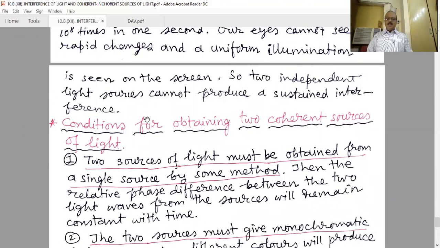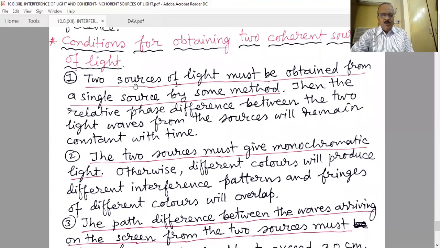Then how can we get the interference pattern? How can we make two coherent sources? Now, what are the conditions to obtain two coherent sources? Number one, two sources of light must be obtained from a single source by some method. Then the relative phase difference between the two light waves from the source will remain constant with time. That means we have to take two sources of light from a single source by some method.